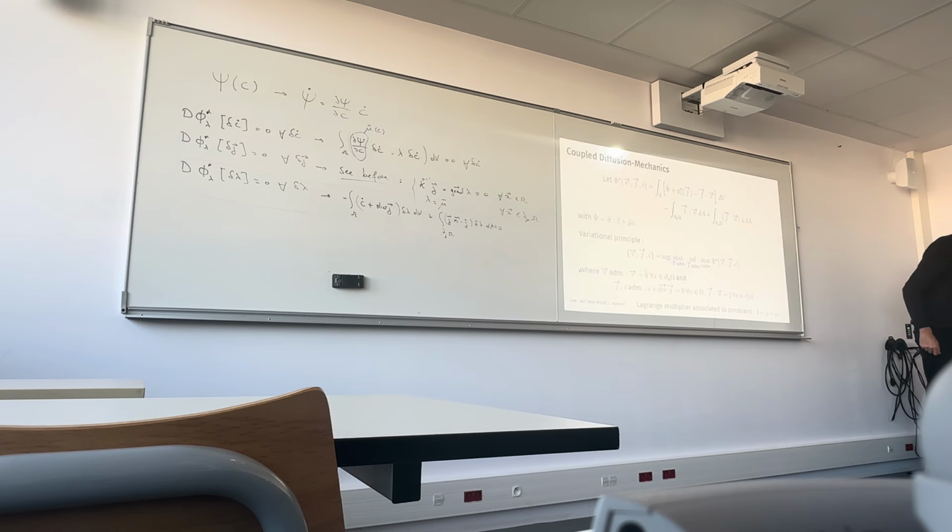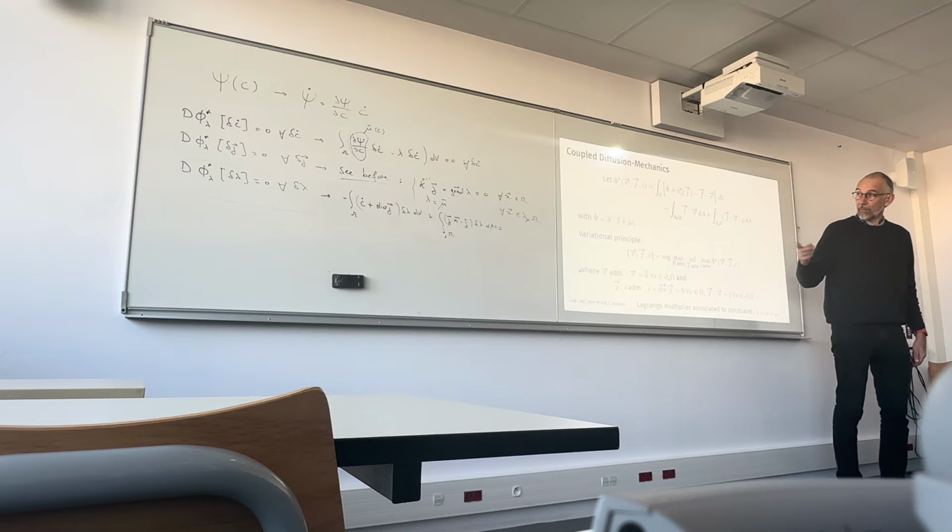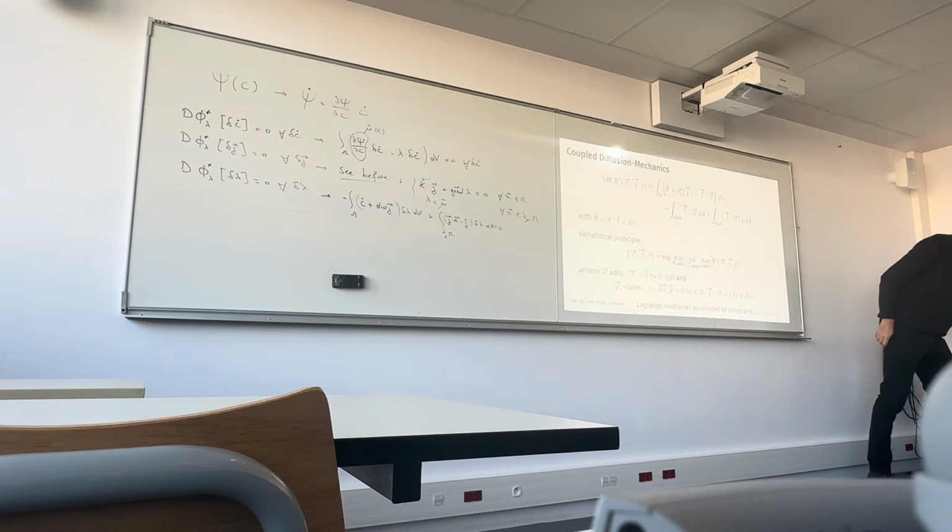Then now if I want to put mechanics on top of it, things become easier because I have a big solid base. So what happens if I add mechanics? I need to add extra terms, which are the classical terms, the elasticity. So now my phi is a function of epsilon and c.